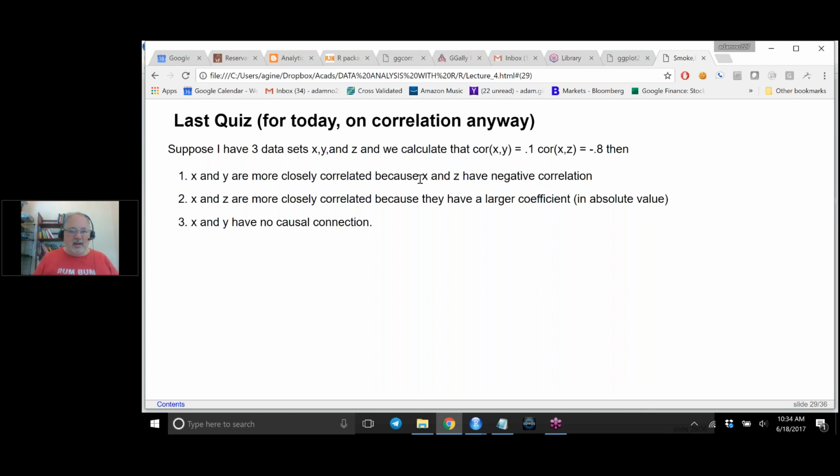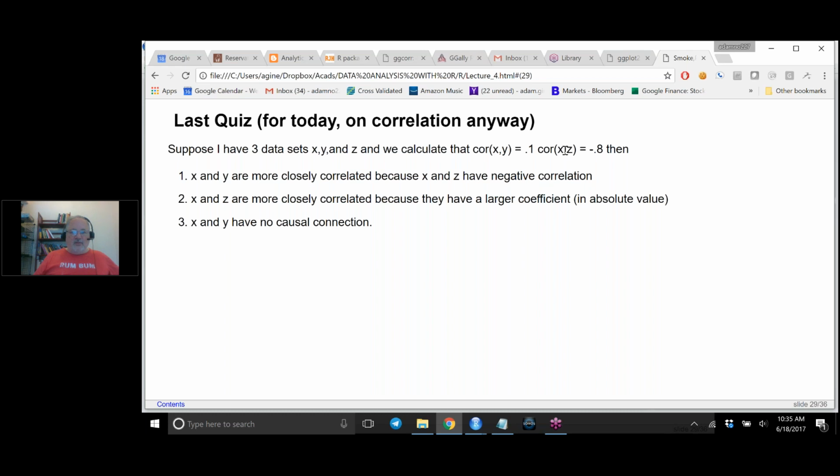X and Z have large negative correlation, and per se, you don't care. You don't like Z? Make it -Z. X and -Z will have correlation 0.8, because -Z is going to go up by the same amount that Z goes down. So "X and Z are more closely correlated because they have a larger coefficient" is correct. "X and Y are more closely correlated because X and Z have negative correlation" is not correct. X and Z are pretty well correlated.